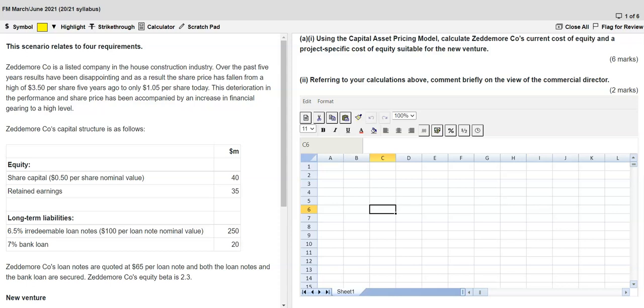The first requirement is, using the capital asset pricing model, calculate Z company's current cost of equity and the project specific cost of equity suitable for the new venture. So you need to calculate two costs of equity. Obviously, in the current cost of equity, you will use the current beta, but in the project specific cost of equity, you need to calculate the new beta by ungearing the proxy company and regearing with your capital structure.